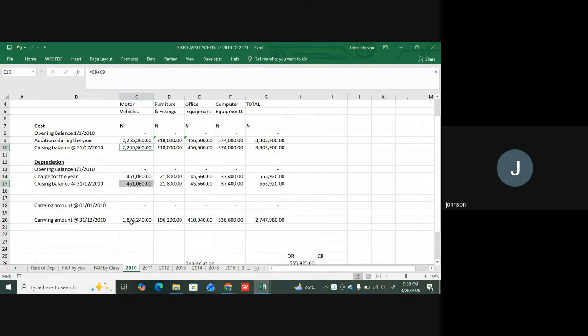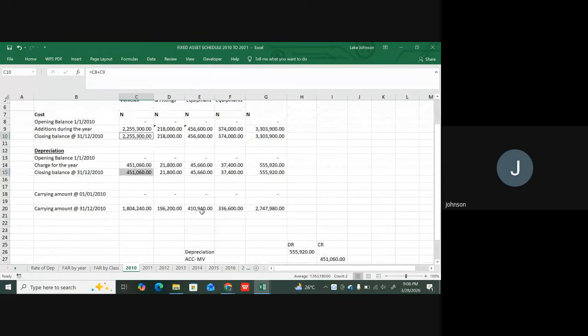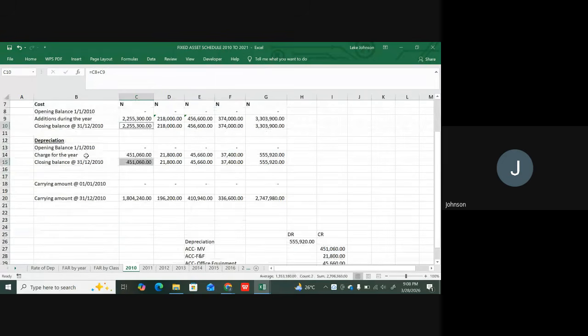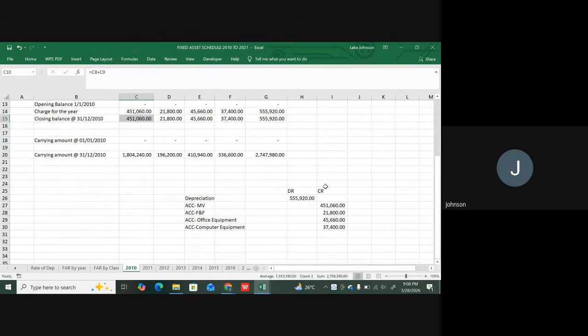Any question? Does anybody need any clarification? I've shown you what you need to do based on the chart for the year. I've also shown you what you need to post to your accounting software.